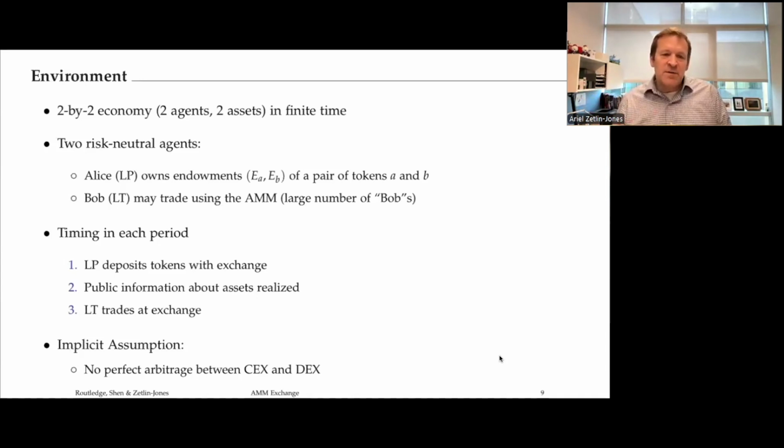Within each period of our environment, our game, we're going to have the following timing. The liquidity provider makes a decision of how much of her endowment of tokens to deposit at the AMM. After she makes her deposit, there's potentially some public information about the value of the assets that can be realized, at which point our liquidity taker, Bob, will be able to trade at the exchange.